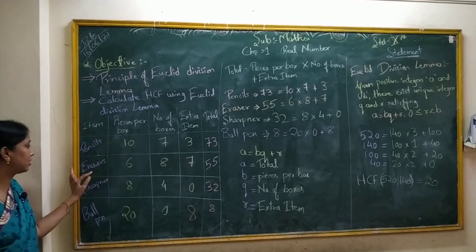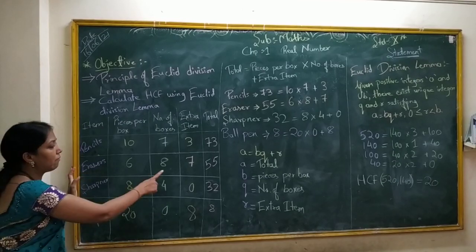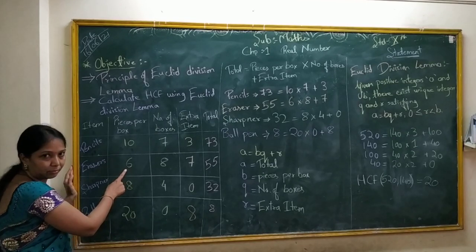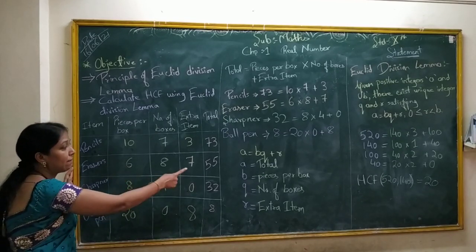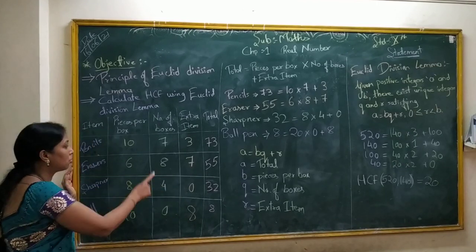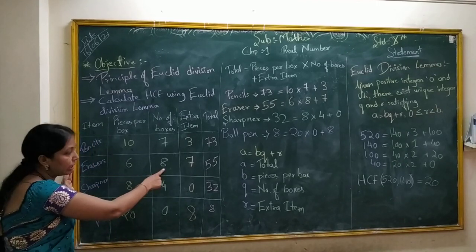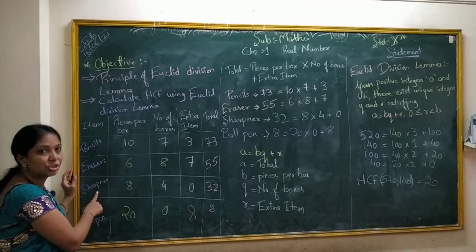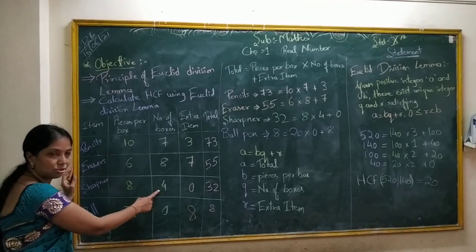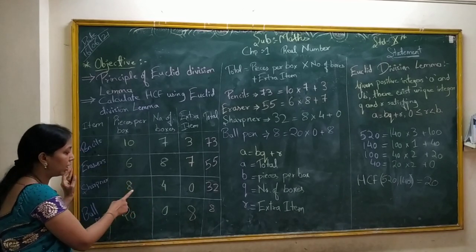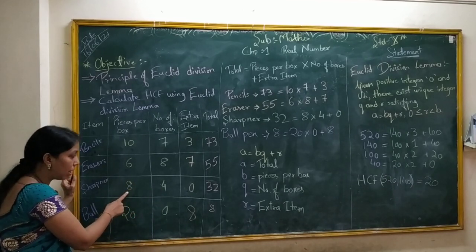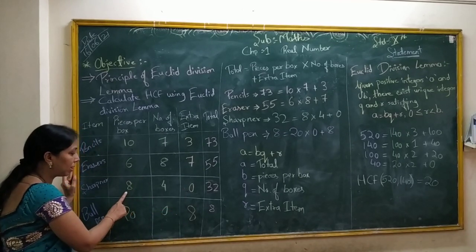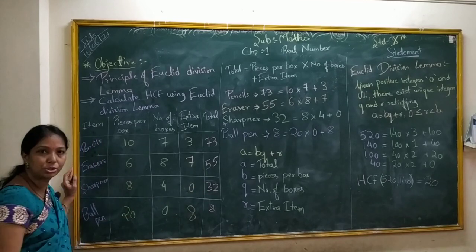Now let's check the eraser record. He has 8 boxes and each box contains 6 erasers, and along with this he has 7 extra erasers. So the total becomes 6 8s are 48 plus 7, that is 55. Now take the sharpener. He has 4 boxes of sharpeners and each box contains 8 sharpeners, but this time he has no extra sharpener. So the total becomes 8 4s are 32.